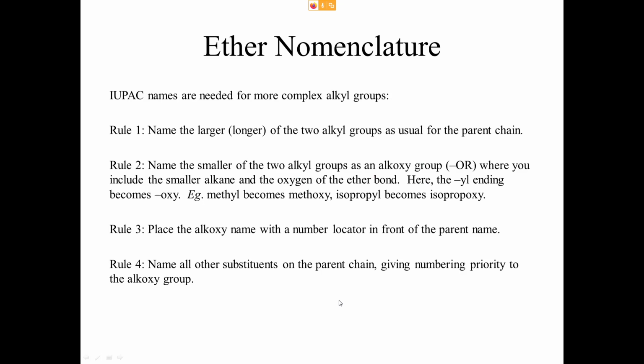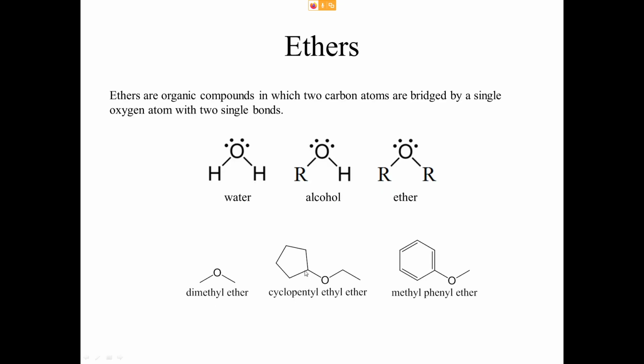Okay? So how do we actually name ethers? We're not going to do the common names at all. We'll look at the IUPAC names, which is what we always do. So we have a problem. If I look back here, I can't find a longest chain that includes both carbons that are on the O because they're not connected. So I must choose either one side or the other. One of these two is going to be the parent chain.